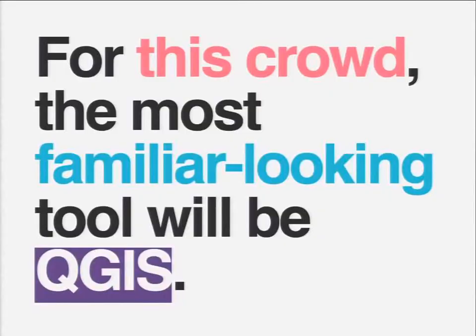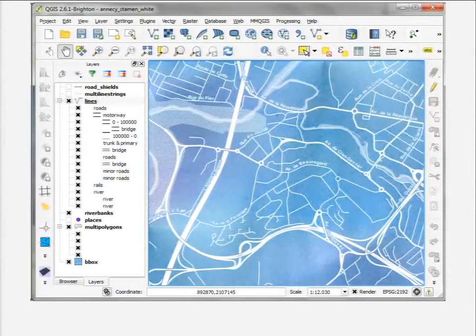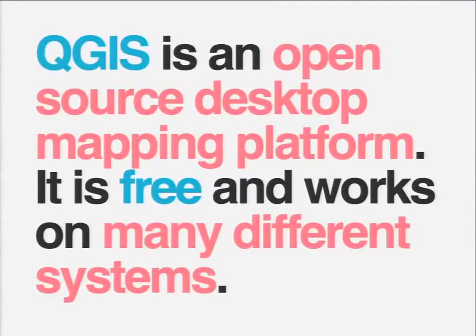So for the crowd coming from GIS, the most familiar looking tool will be QGIS. As you can see, it's a desktop mapping application. It's got some mystery meat navigation at the top. It's got a table of contents. It has all the things that you would expect if you were an ArcGIS user. It's an open source desktop mapping platform. It's free and it works on many different systems.